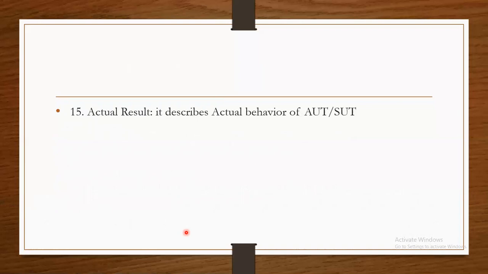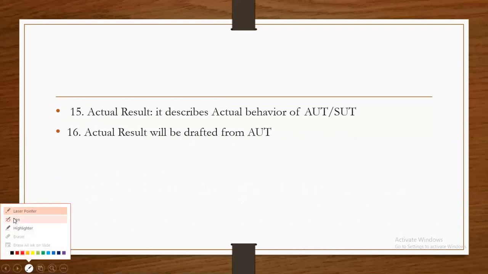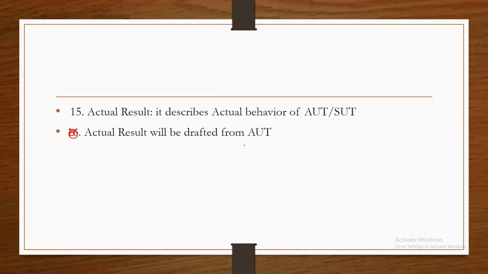But there are some other components. Actual result. It describes actual behavior of application under test or system under test. The actual result will be drafted from AUT, application under test.